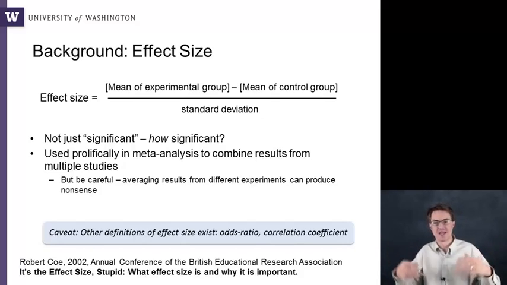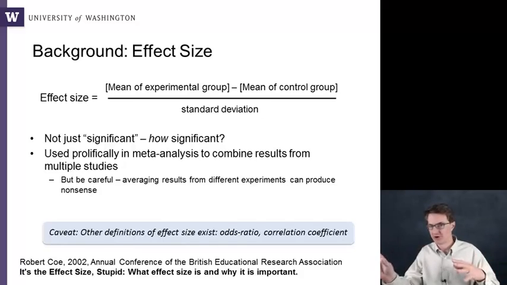So in a situation where you're comparing the means of an experimental group and a control group, the effect size is the mean of the experimental group minus the mean of the control group, divided by the standard deviation. This tells you not just whether it's significant, but how significant. And this measure is used prolifically in meta-analysis to combine results from multiple studies. It's useful to help standardize across studies with different parameters, different sample sizes in particular, for example.